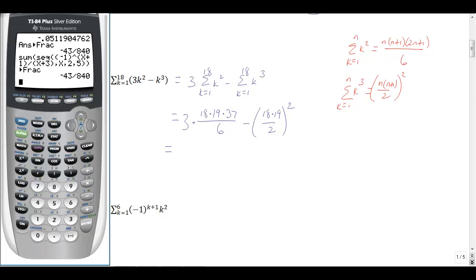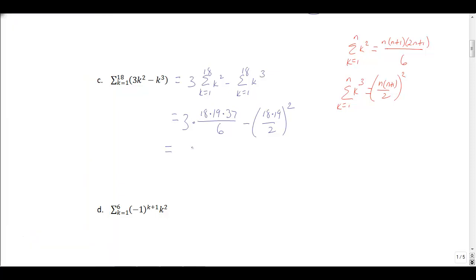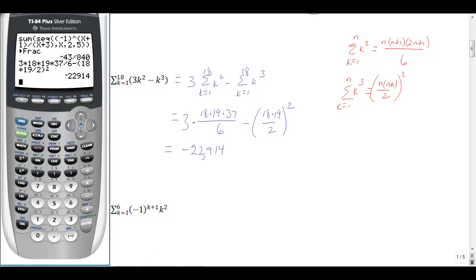There may be nice ways to do this, but I'm just going to ask my calculator. 3 times 18 times 19 times 37 divided by 6 minus 18 times 19 divided by 2 squared. It's going to spit out some answer, negative 22,914.